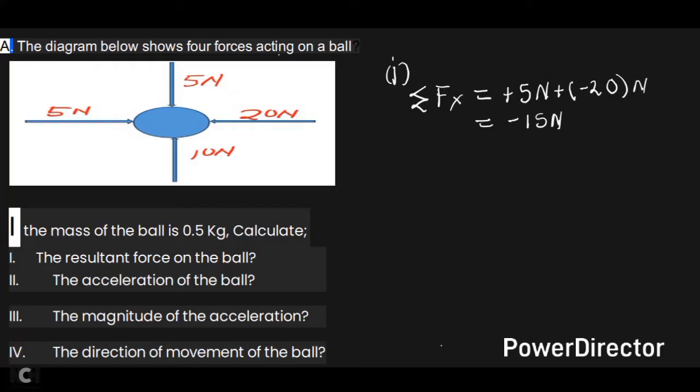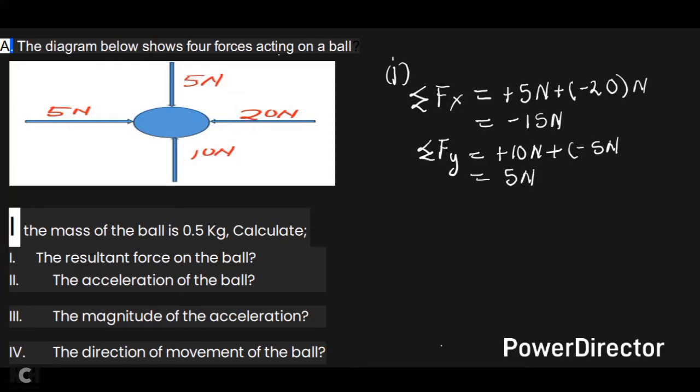Those are the summation of the forces in the x-axis. How about the summation of the forces in the y-axis? You say the summation of the forces in the y-axis, then you have the 10 newtons going in the positive direction, and the 5 going in the negative direction. So you have positive 10 minus 5, and you find your answer to be 5 newtons.